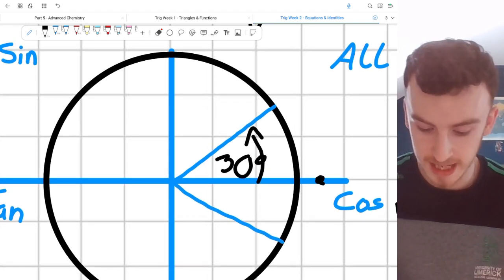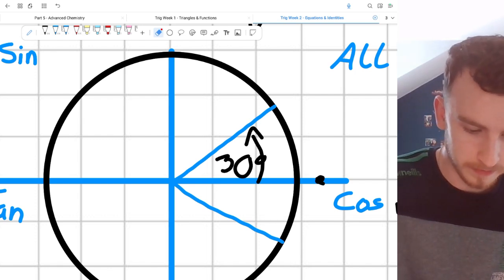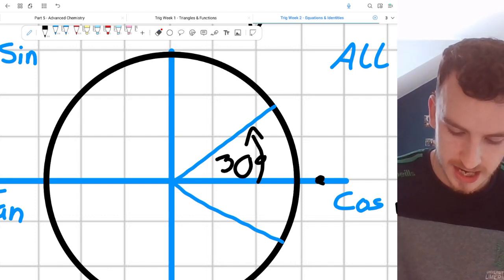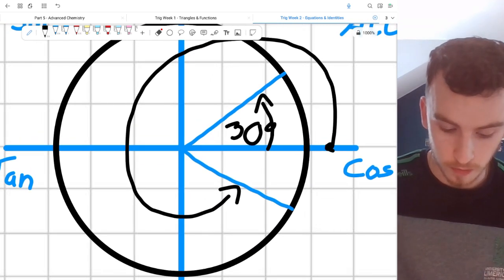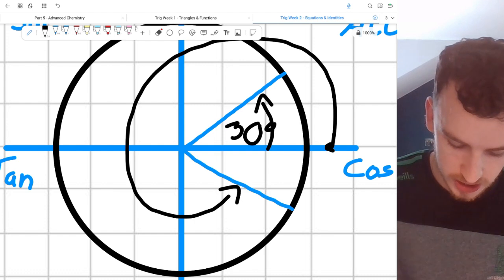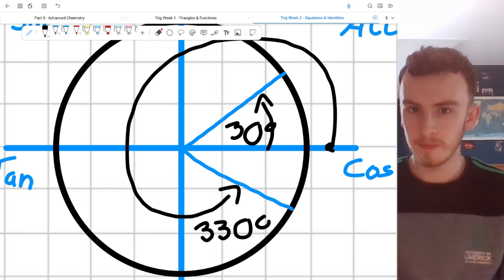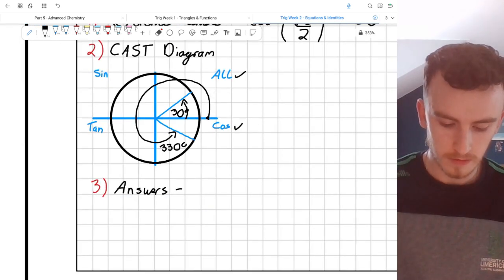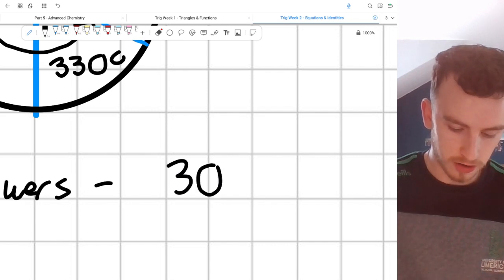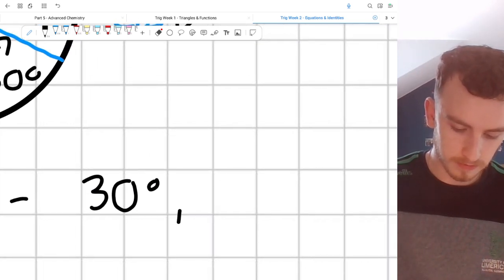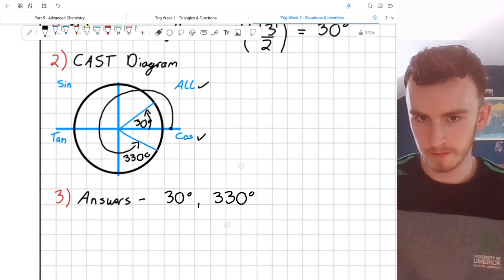Key thing now, your second angle is not this angle here, right? Your second angle is this angle. So all the way around. So that is 360 minus 30. So that is 330 degrees. Okay? So our answers are 30 degrees and 330 degrees. Now, go back to the question, right?